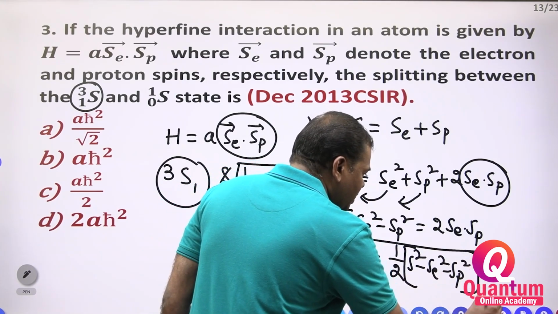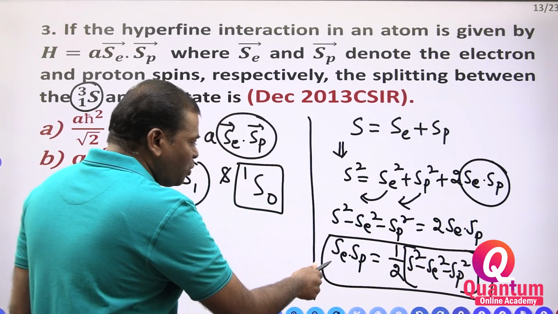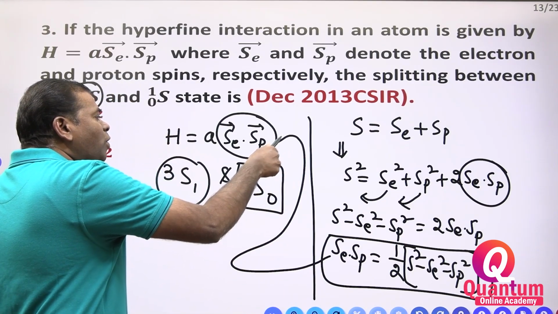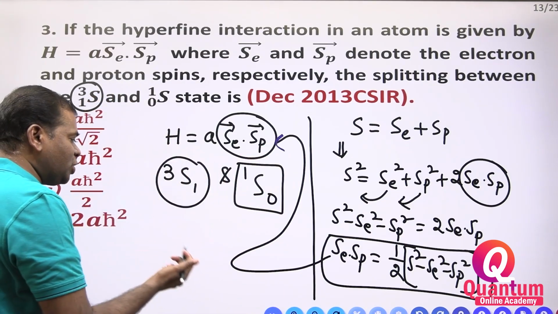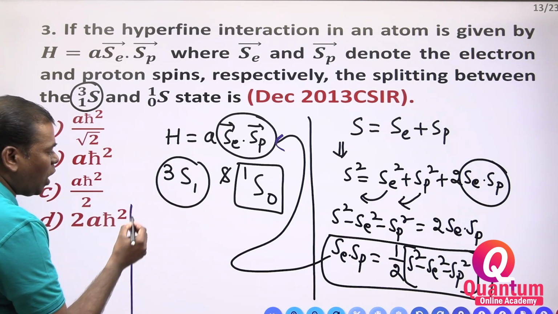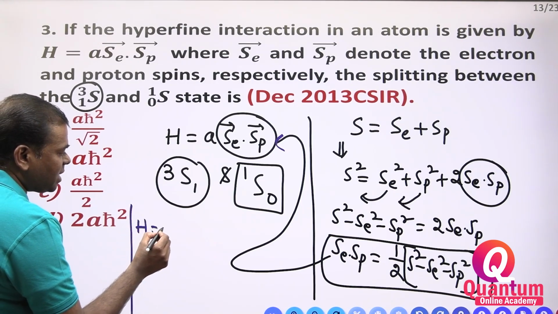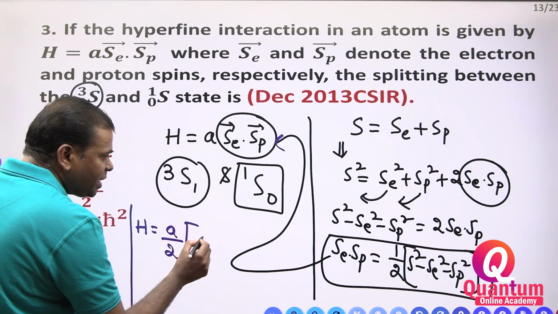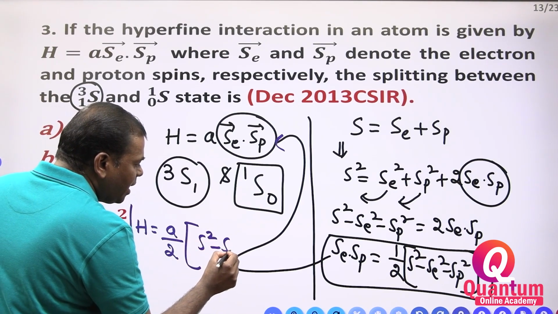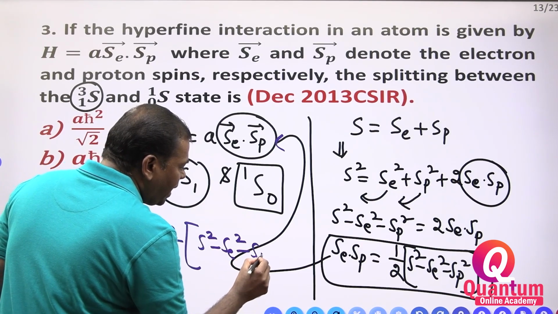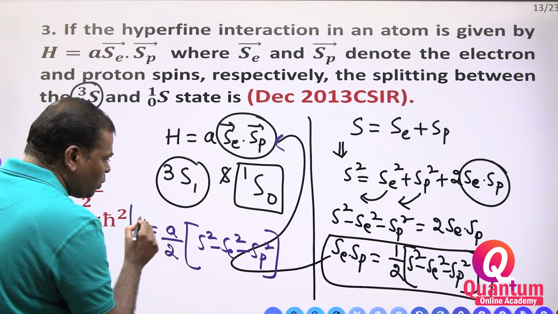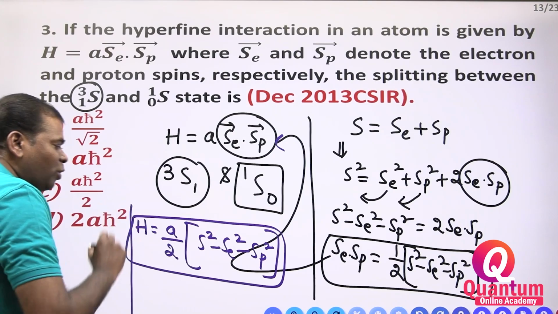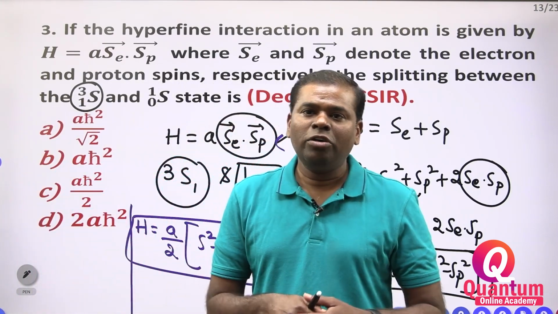You substitute this value in H. How much do we get? H is equal to A by 2 into S square minus Se square minus Sp square. Now we have to get one equation. H value we are getting.